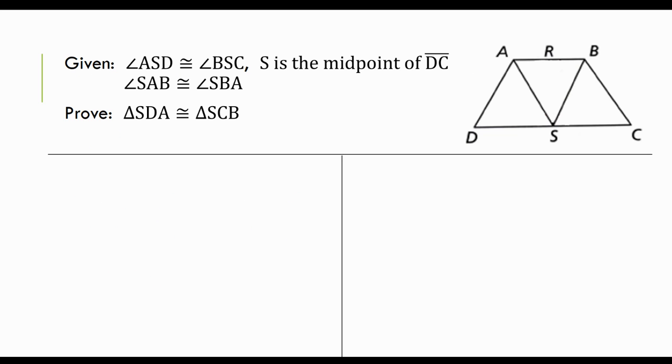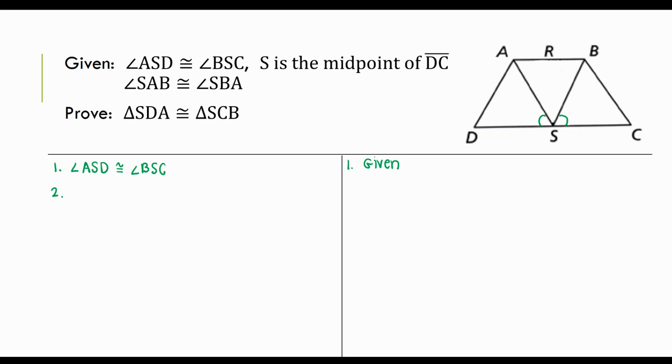All right, sketch this picture and then we can go ahead and solve this proof. So let's start with the fact that we are given the angle ASD is congruent to the angle BSC. And I'm going to mark that in my picture, so follow the letters carefully. ASD is this angle. BSC is this angle.